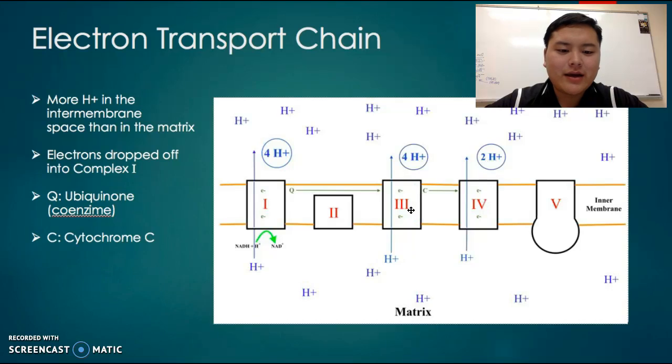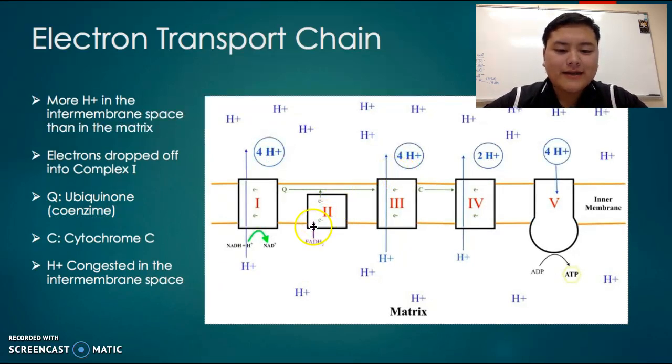Again, electrons in there allow 4 hydrogens to pass through, and then electrons go down the chain to C, which is cytochrome C, into complex 4. And at this point, it's different than 1 and 3. Complex 4 actually only lets 2 hydrogens in.